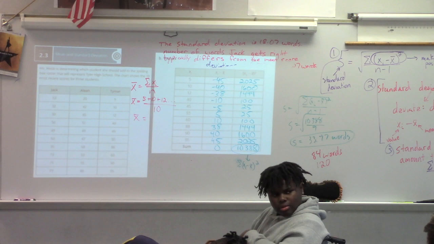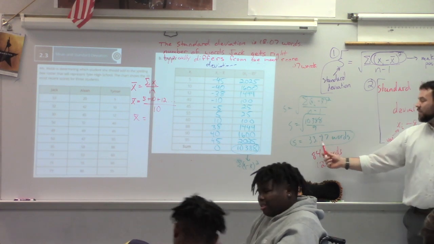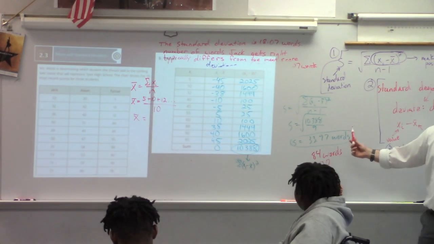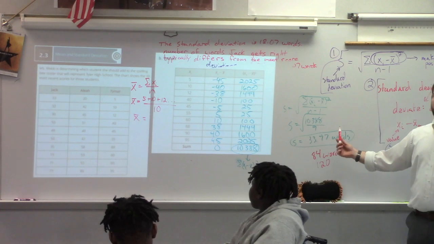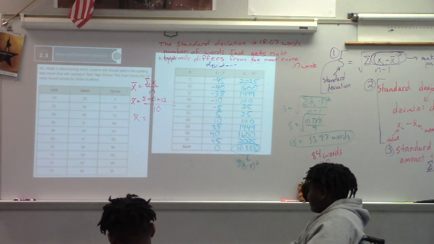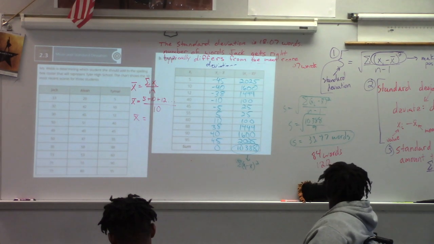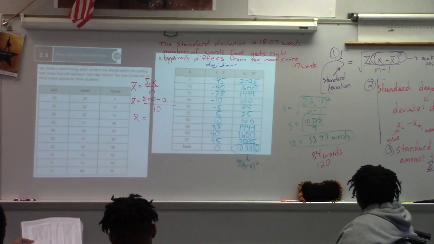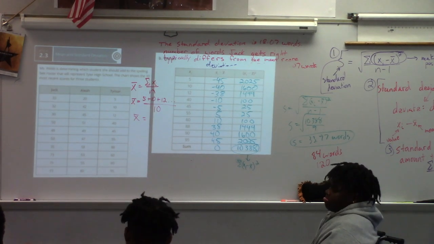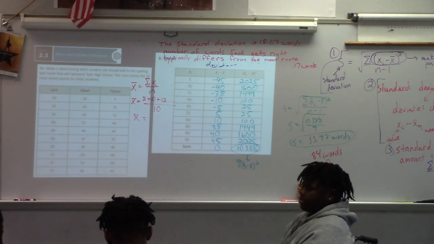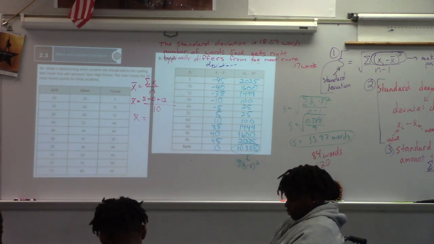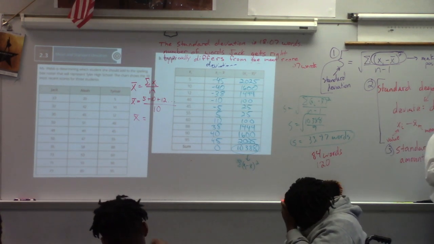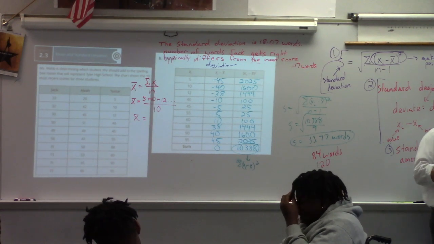So what you will definitely have to be able to do for me is tell me, hey, what does this mean? Well, Timar's score typically deviates from the mean by? You will have to be able to tell me that. You will have to be able to look at a standard deviation and at the context and tell me, hey, Timar's score typically deviates from the mean of 50 words by 33.97 words. You have to be able to interpret, because that number means something.